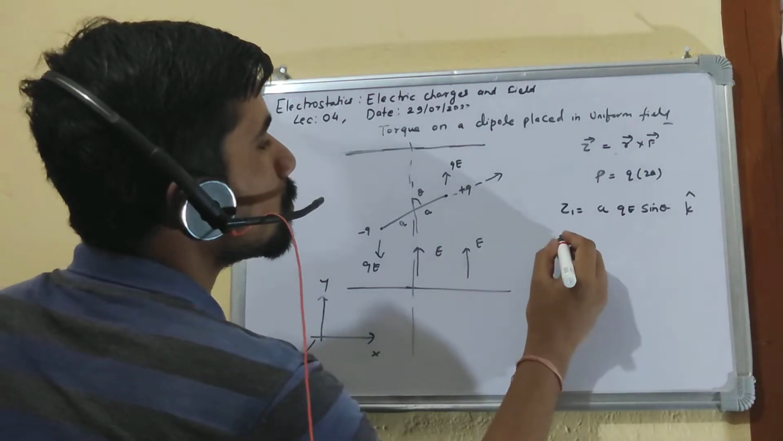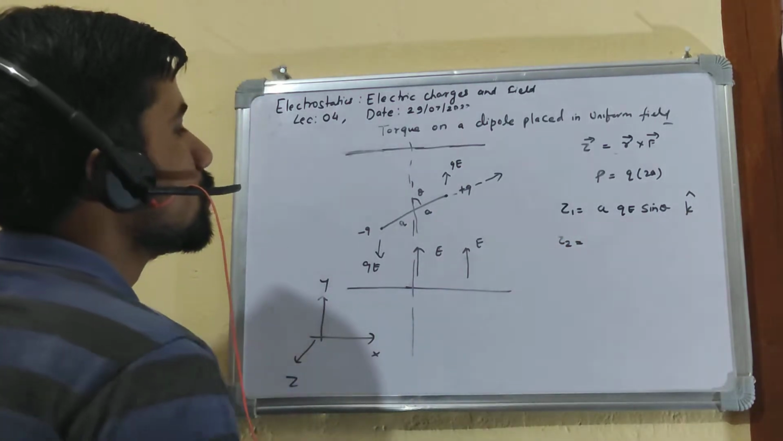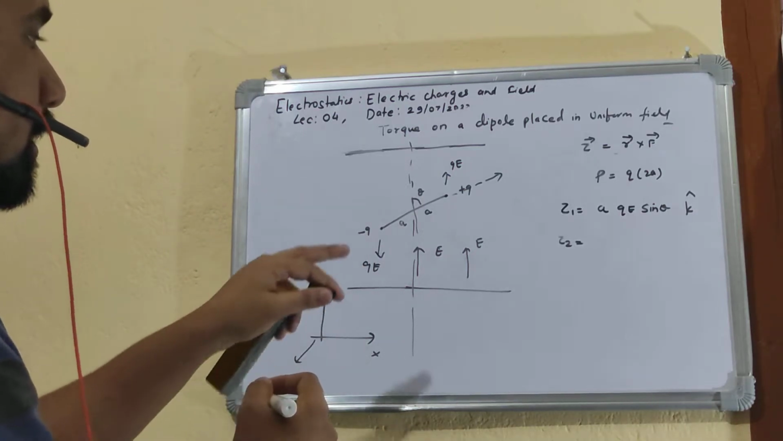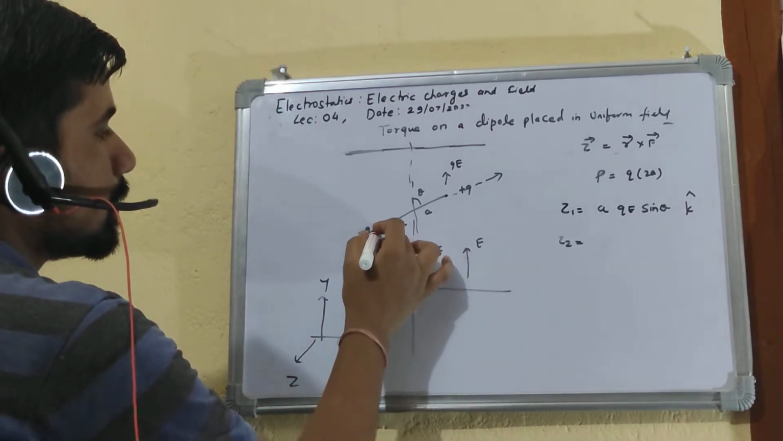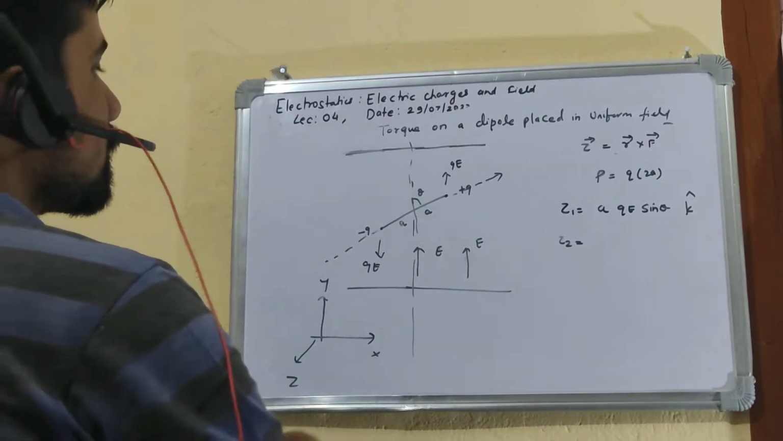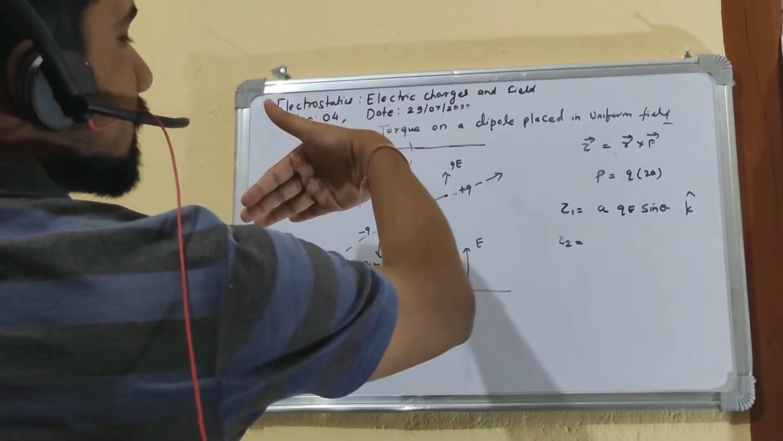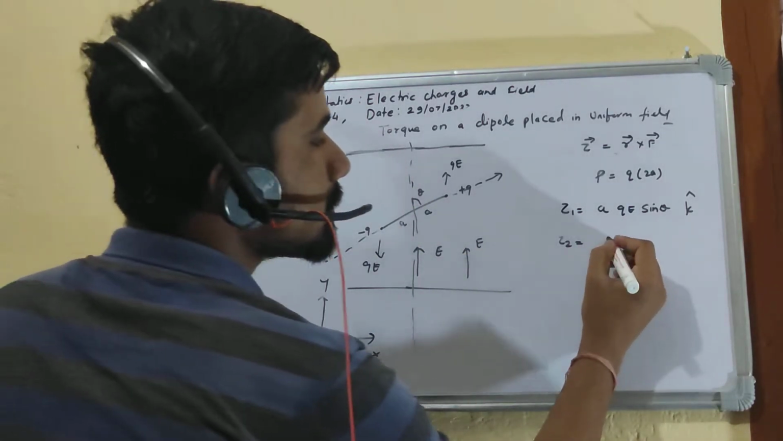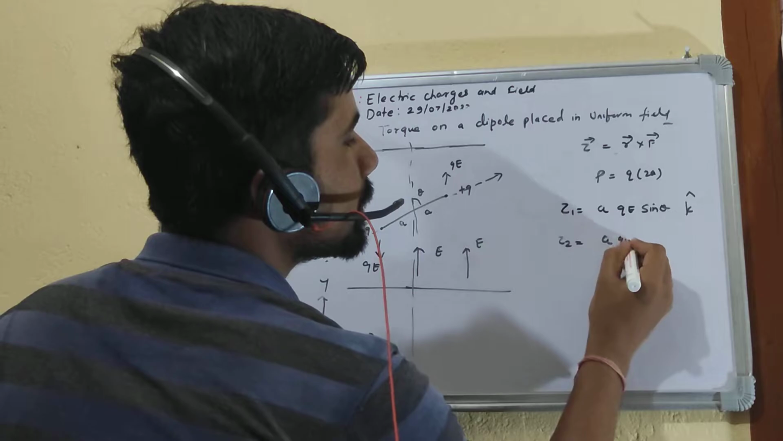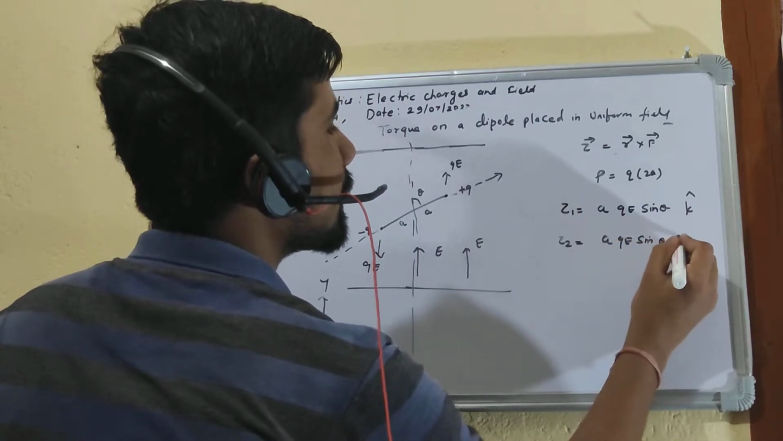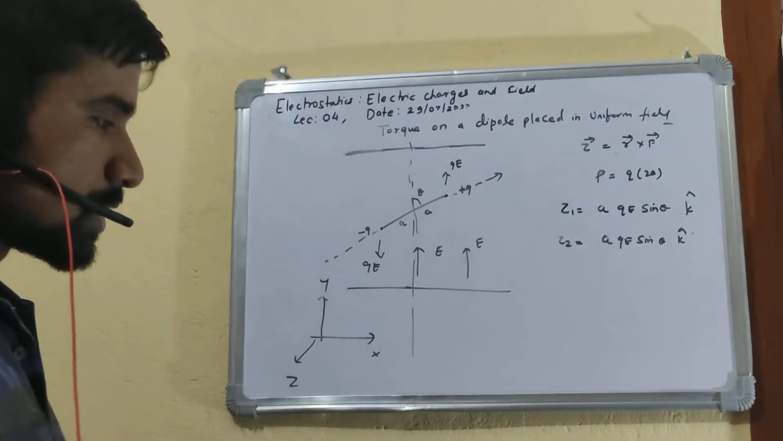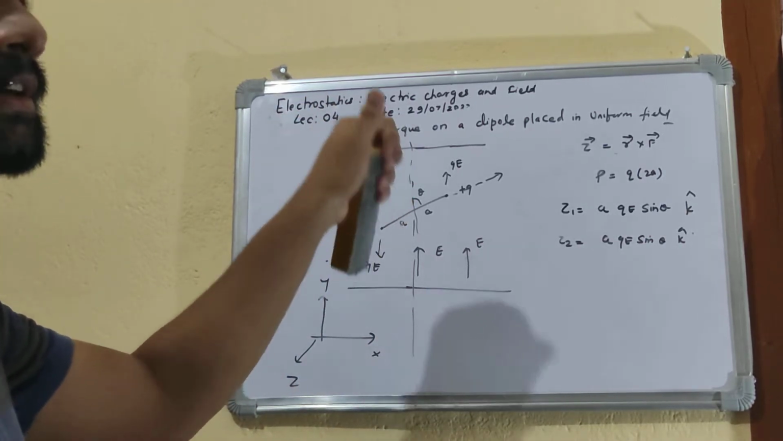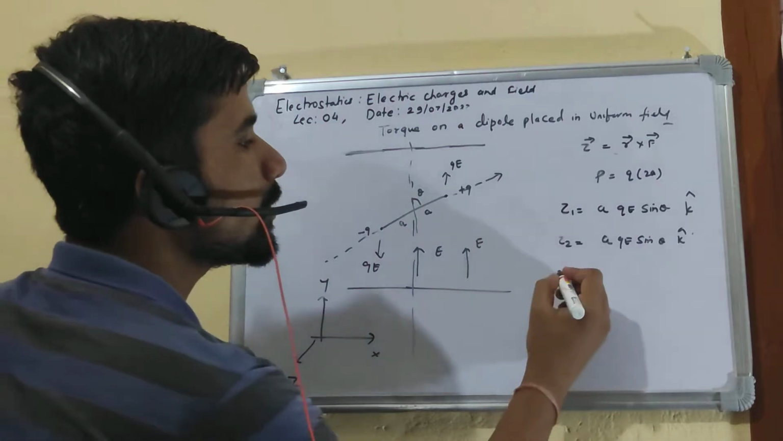Let's talk about tau 2. Tau 2 is also at a distance A, and it has a force QE. If I curl R towards F, again it is out of the board. So it is again A QE sine theta K cap. Now you can see that both torque directions are out of the board, along the Z axis.